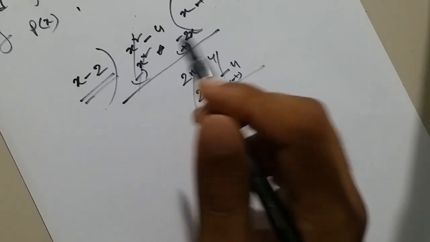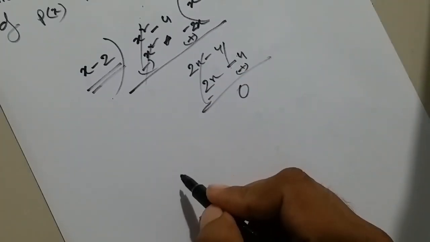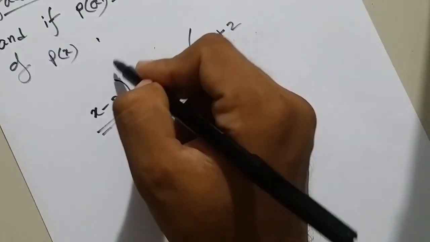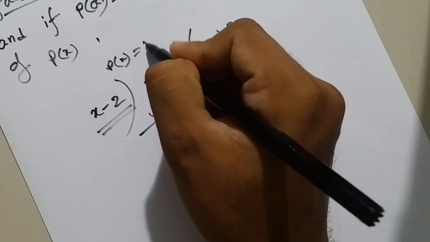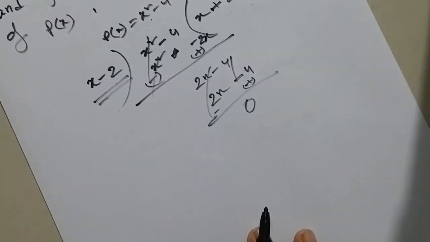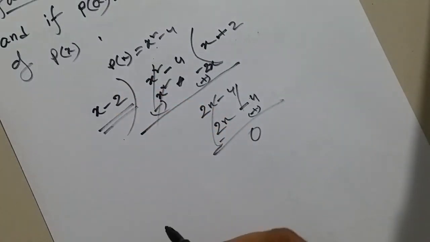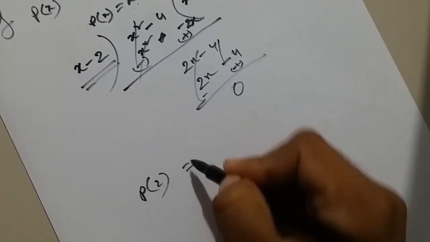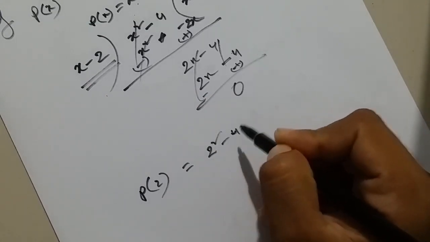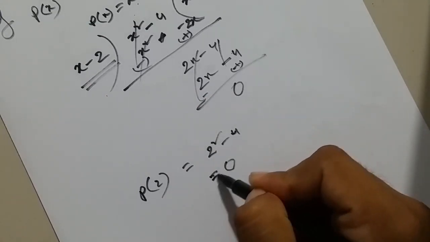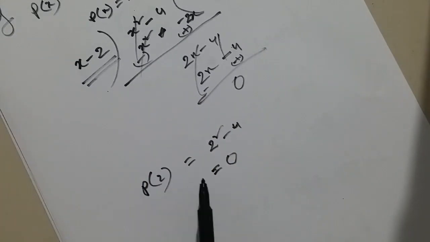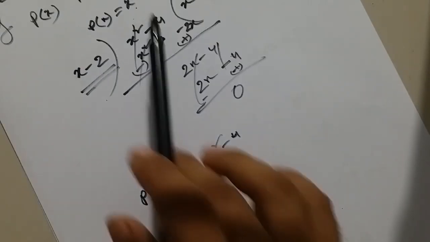We can also say this from the remainder theorem. Here if we take p of x equal to x square minus 4, then if we divide p of x by x minus 2, the remainder will be p of 2 from the remainder theorem. Then we get p of 2 equal to 2 square minus 4, which is 0. So if the remainder is 0, then x minus 2 is a factor of the polynomial. Clear?